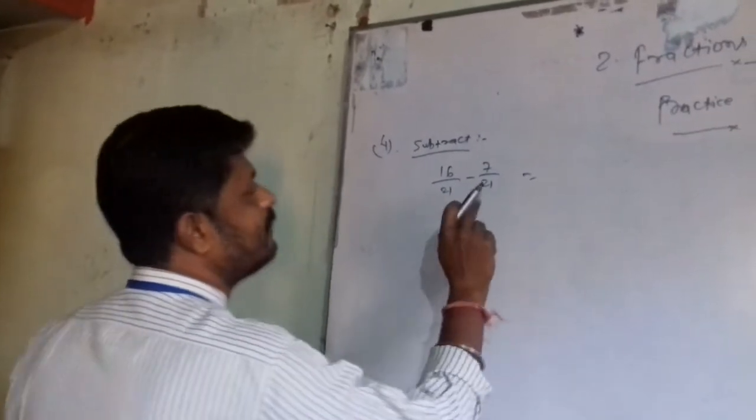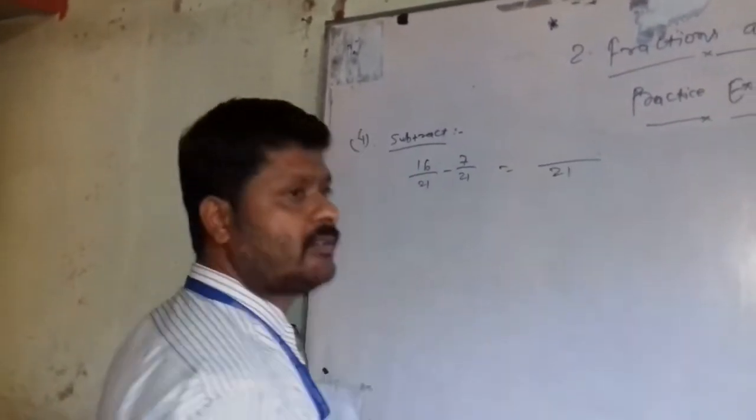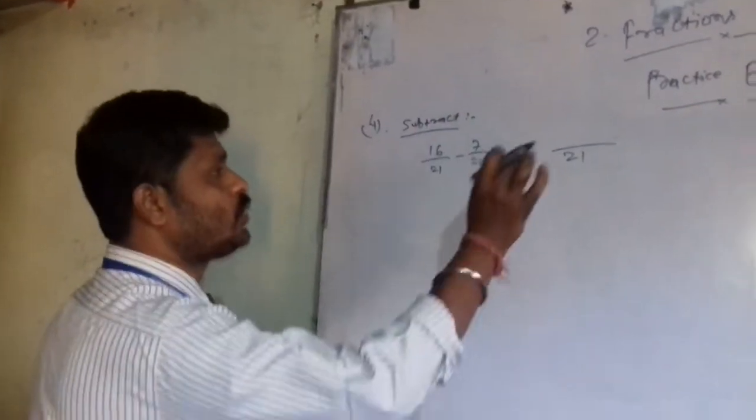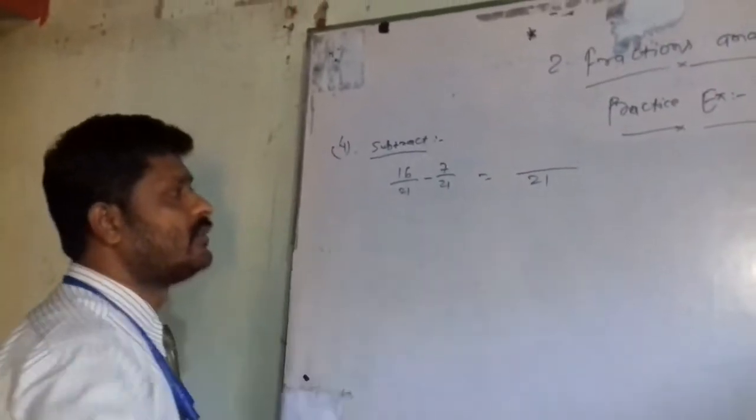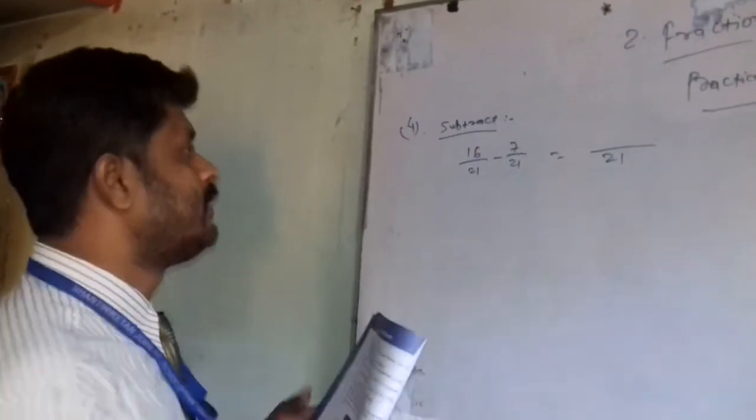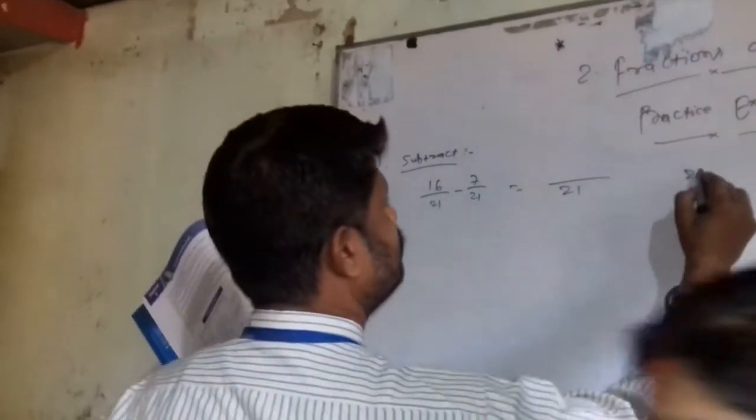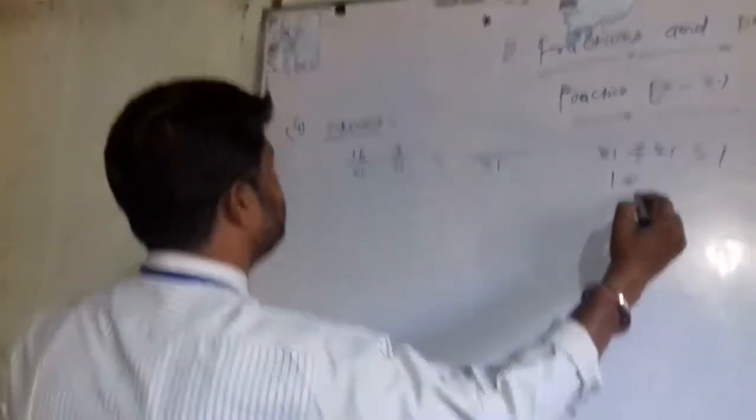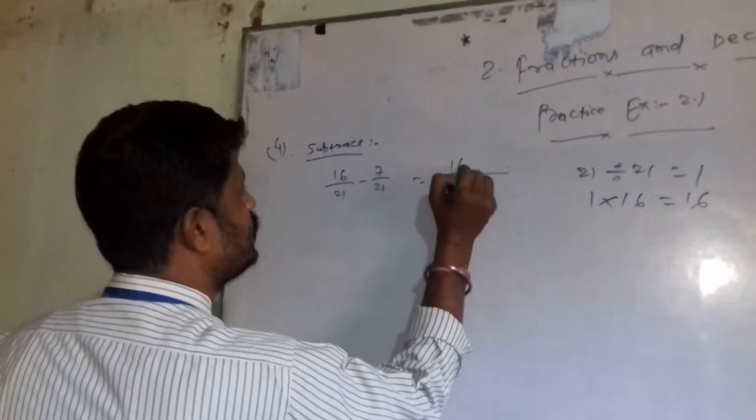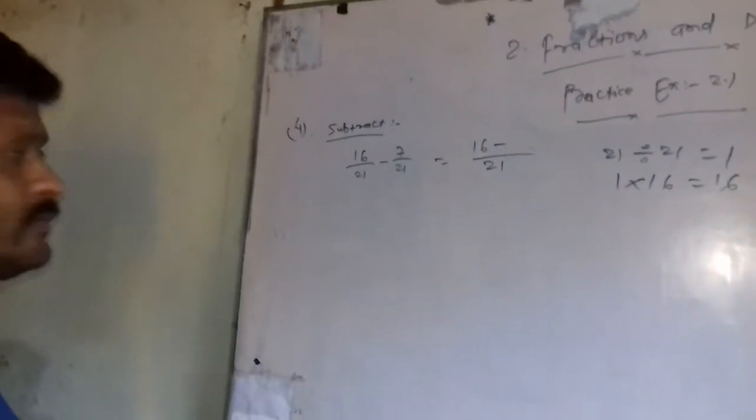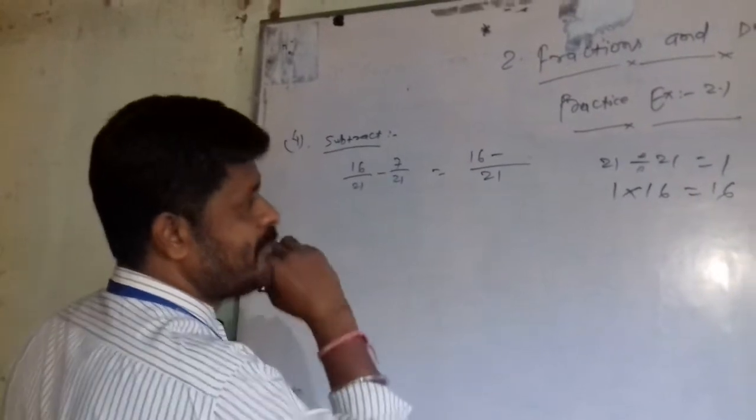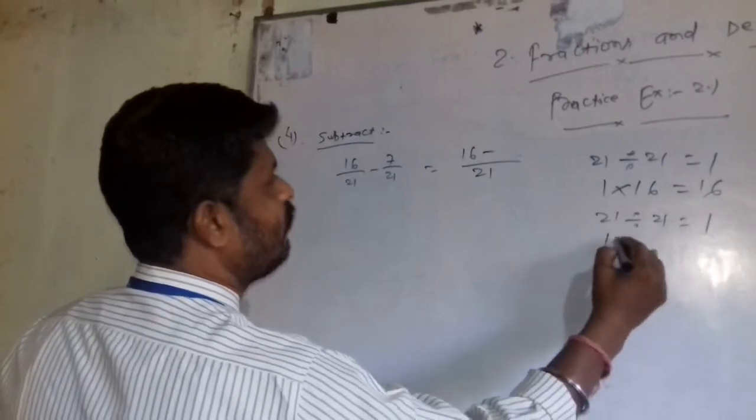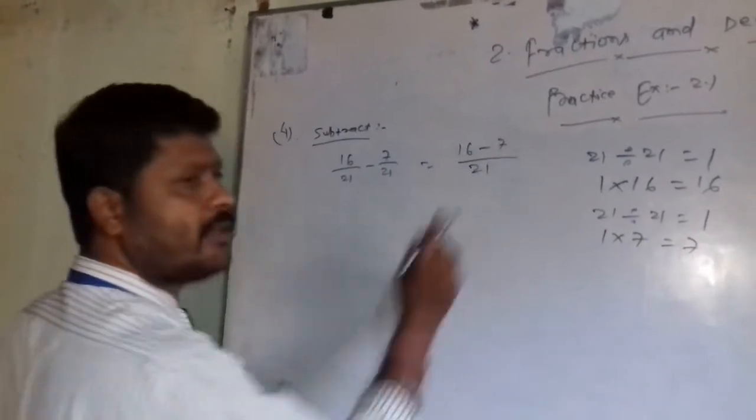Then the LCM of 21 and 21 is 21. So 21 is written in the denominator. And 21 divided by 21, then we get 1, and 1 is multiplied by 16, then we get 16. So here 16 is written. Whereas in the second we see that 21 divided by 21, we get 1, and 1 is multiplied by 7, then we get 7.